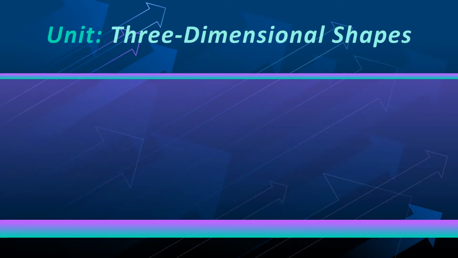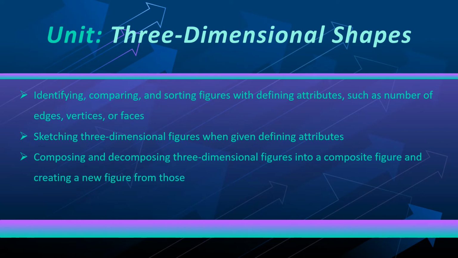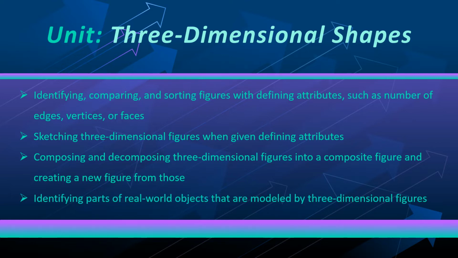This first grade unit of study, three-dimensional figures, encompasses the following key learning goals. Identifying, comparing, and sorting figures with defining attributes, such as number of edges, vertices, or faces. Sketching three-dimensional figures when given defining attributes. Composing and decomposing three-dimensional figures into a composite figure and creating a new figure from those. And finally, identifying parts of real-world objects that are modeled by three-dimensional figures. These goals can be found in the STEMscopes Scope 8 parent letter.